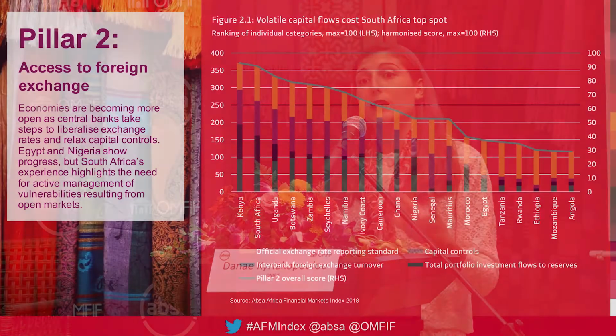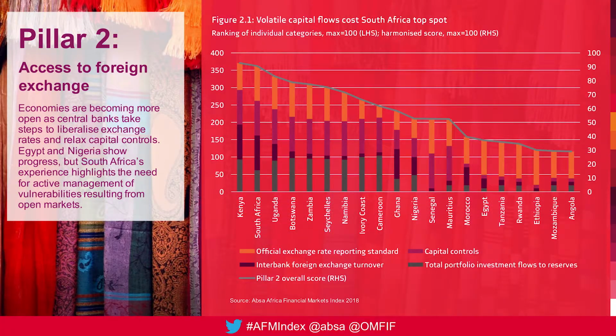So moving to Pillar 2, this is access to foreign exchange. Because Africa's capital markets tend to be quite small and underdeveloped, it's very important to rely on foreign investment. So this pillar looks at the conditions and the infrastructure for foreign investors to be able to deploy and repatriate capital from African financial markets.